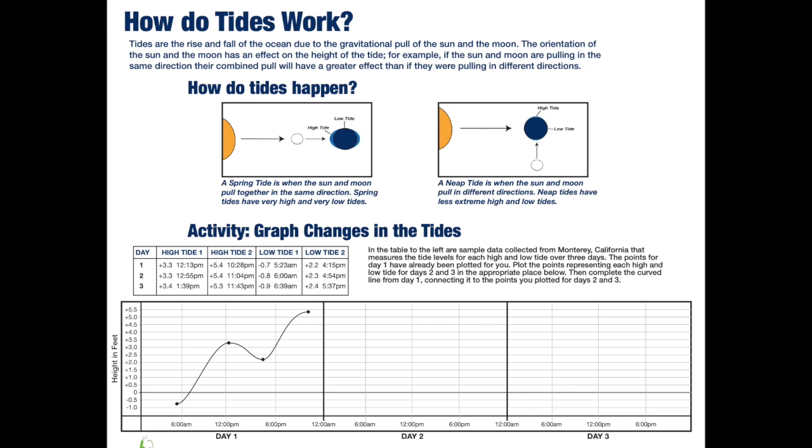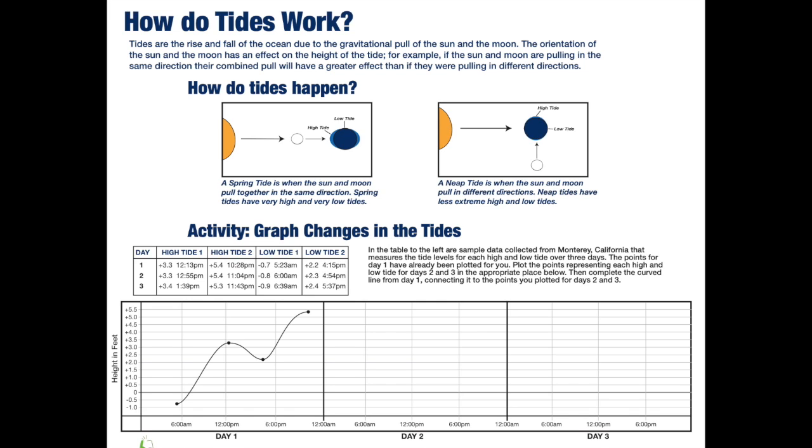Alright guys, today for science we're going to talk about how tides work. So tides are the rise and fall of the ocean due to the gravitational pull of the sun and the moon. The orientation of the sun and the moon, as we've talked about this week, has an effect on the height of the tide. For example, if the sun and the moon are both pulling in the same direction, their combined pull will have a greater effect than if they were pulling in different directions, just like the pictures on this page right here. So you can see that the moon is actually in different positions, and that changes the tide.